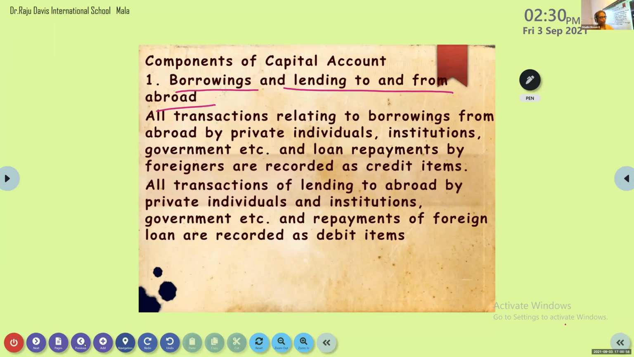Borrowings and lending. As a country, we may borrow from outside, we may lend to other countries. What is happening in borrowing? We are getting money from other countries. So that is an inflow. Inflow is marked on which side? Credit side. Same way, lending comes under which category, inflow or outflow? Outflow. It is going outside, so that will be marked on which side? Debit side. Okay, so keep that in your mind.